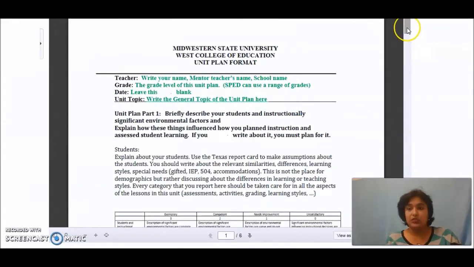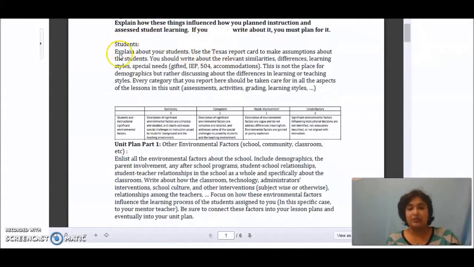Okay. So let's go into details about these parts. So here is where you have to provide explanation about the students. You have not been in the field, so this is a little bit more challenging, but it is not difficult at all. Okay, so here you explain about the students. We are going to use the Texas report card, and let me show you that.